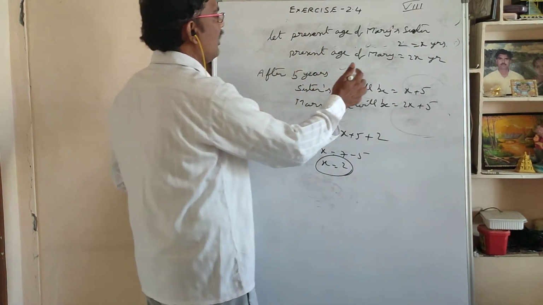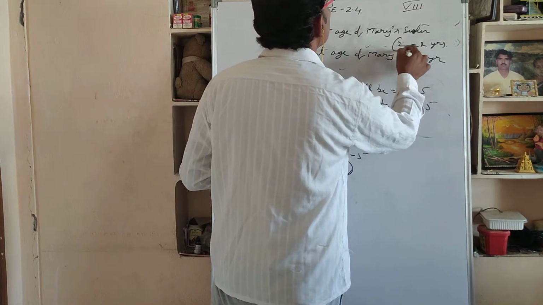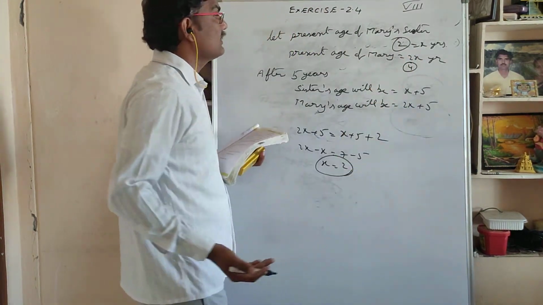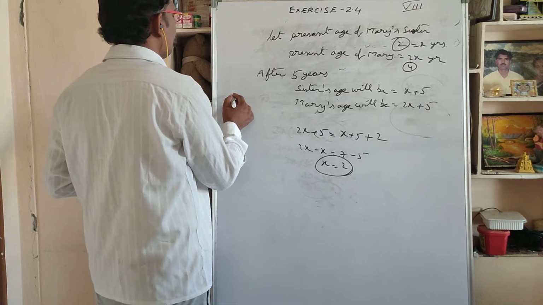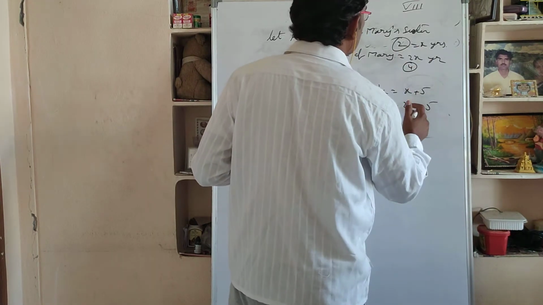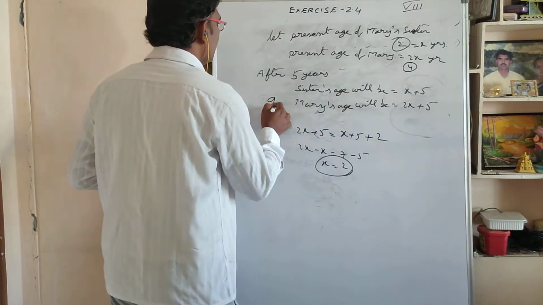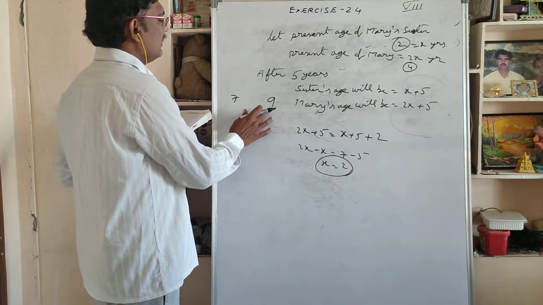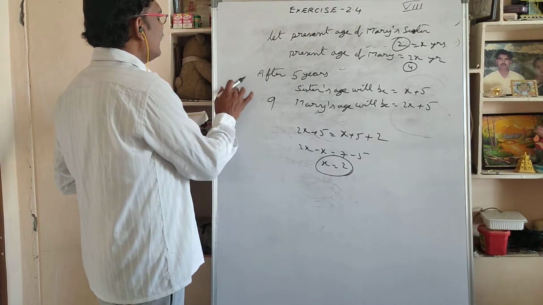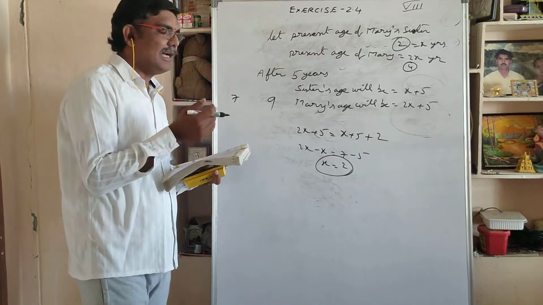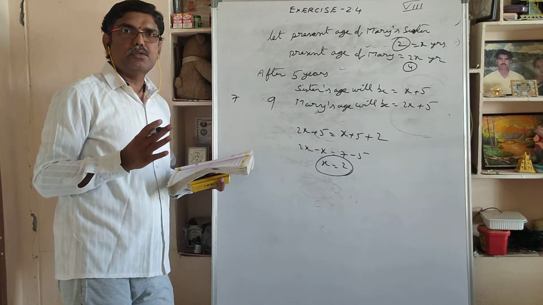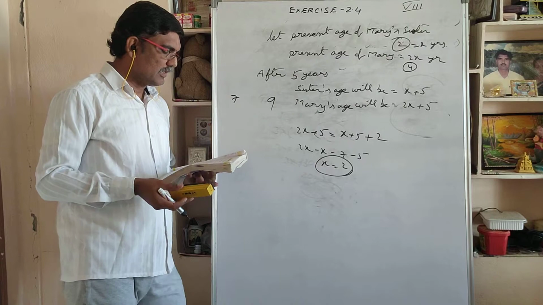Then Mary's age will be how much here? 2 2s are 4 years. 2 years, 4 years. Twice is there. Next now, after 5 years. After 5 years, sister's age will be 2 plus 5, 7 years. And Mary's age after 5 years is 4 plus 5, 9. Then what in the problem they said is after 5 years, 2 years more than her age. For 7, if you add 2, are you getting Mary's age or not? So it is verified. So this problem is correct.